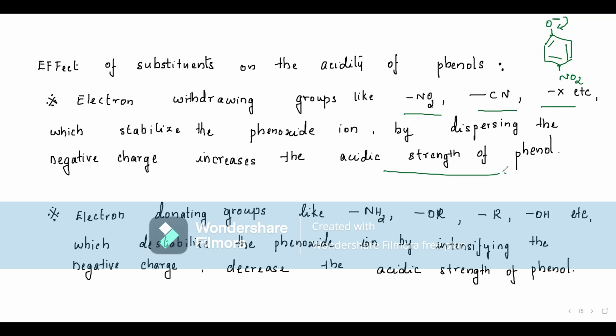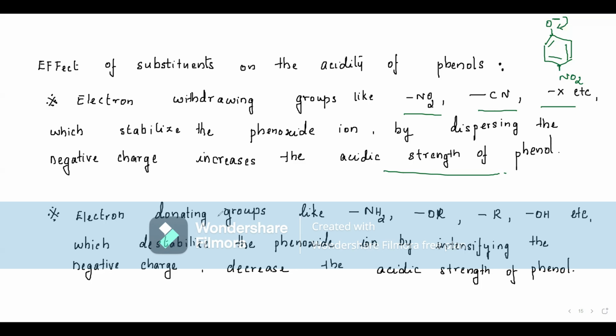So nitro, chloro or cyano group, when attached on the benzene ring of phenol, makes it more acidic. Such a compound will be more acidic compared to phenol.